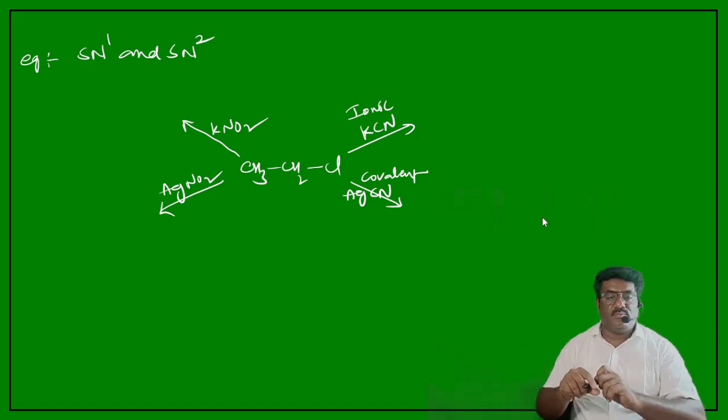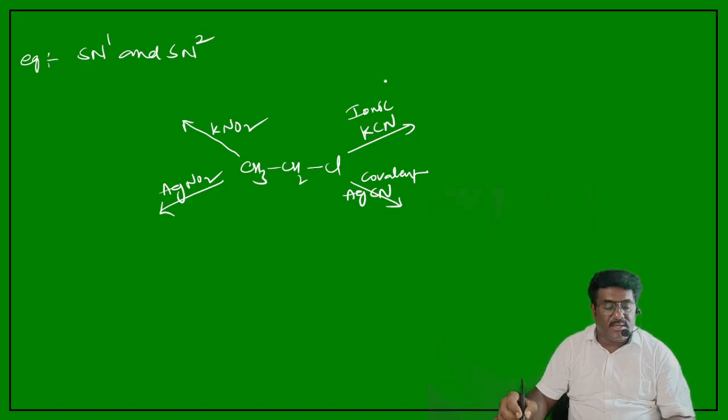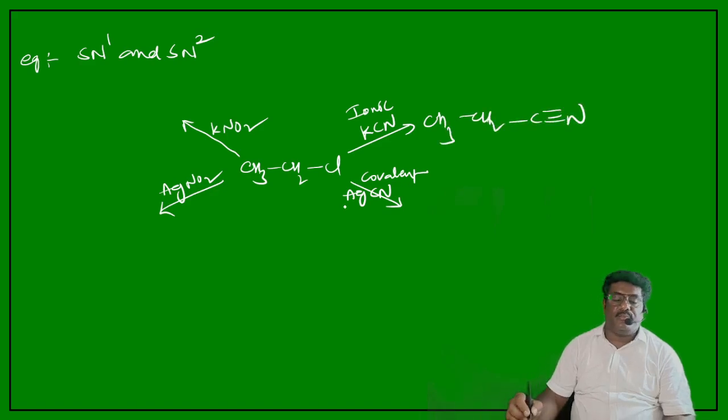Have a look for example. Ethyl chloride in presence of KNO2, in presence of KCN, in presence of AgCN, in presence of AgNO2. What are the products? See, KCN, potassium cyanide, has ionic nature. Ionic nature means it gives CH3CH2C≡N. This is the product.